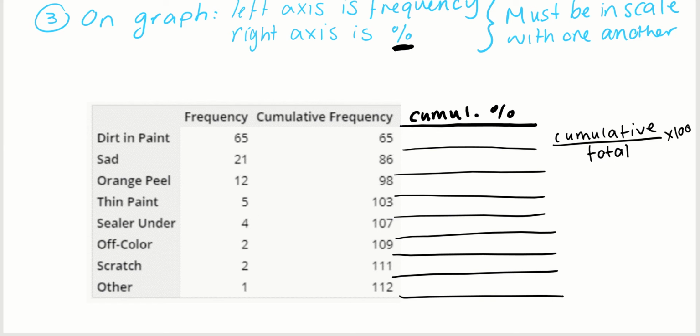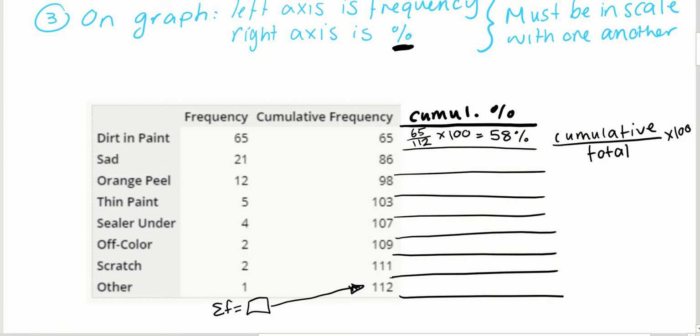Okay, so for instance, I'll show the working out for the first one. My cumulative frequency is 65. I divide it by the total frequency, so you could either add up your frequency column, the sum of frequency, but we all should know that that's the same thing as the bottom number here. So divide that by 112 and then times it by 100, and that will give you your cumulative percentage for that row. And to the nearest whole number, I get 58%.